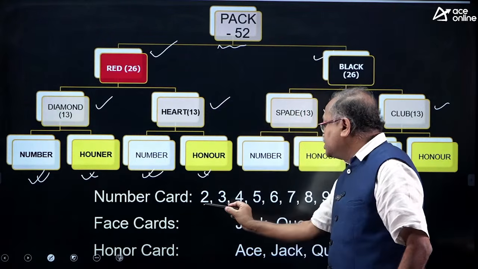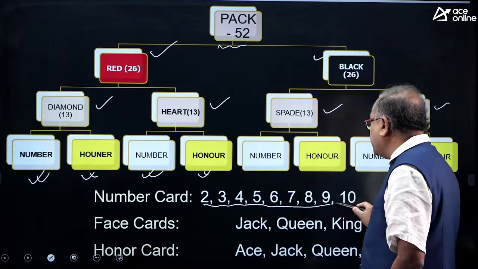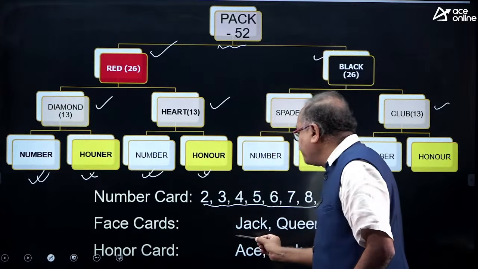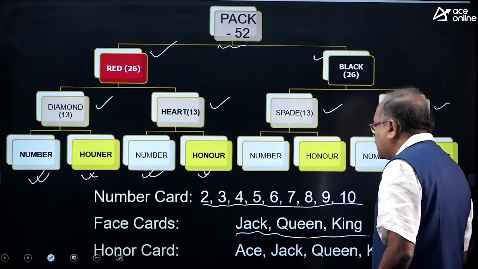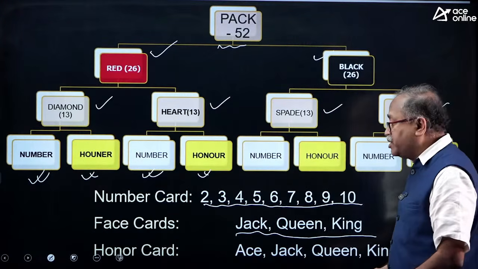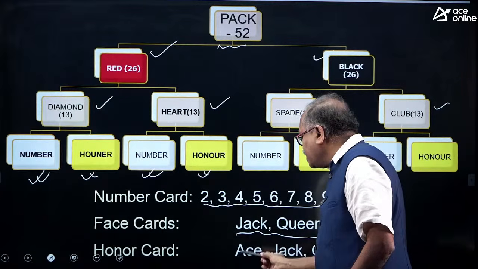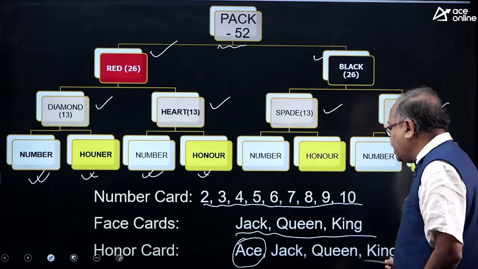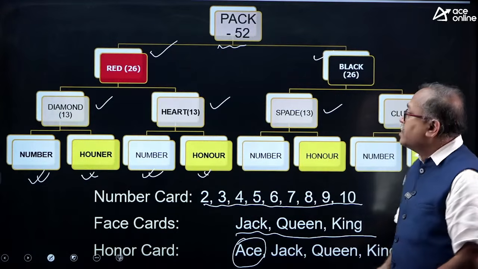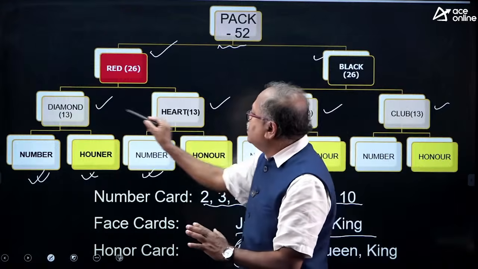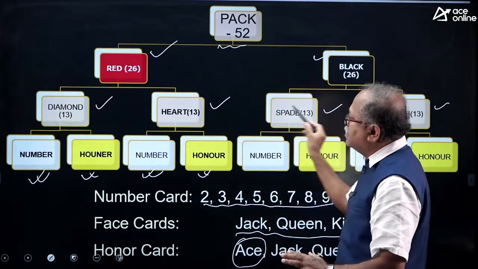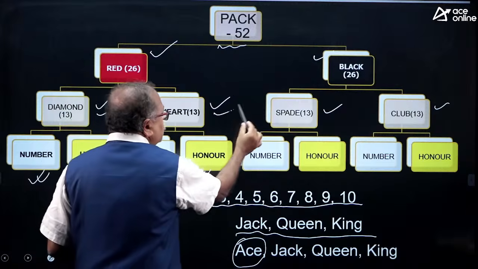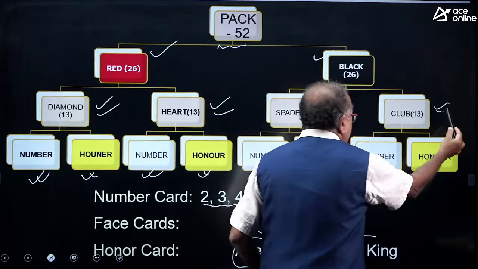And what are the numbers? The numbers are 2, 3, 4, 5, 6, 7, 8, 9, 10. When you talk about face cards, Jack, Queen and King we call them. And when you talk about honor cards, the ace is also included along with Jack, Queen and King. Once you understand this, these all are called suits.